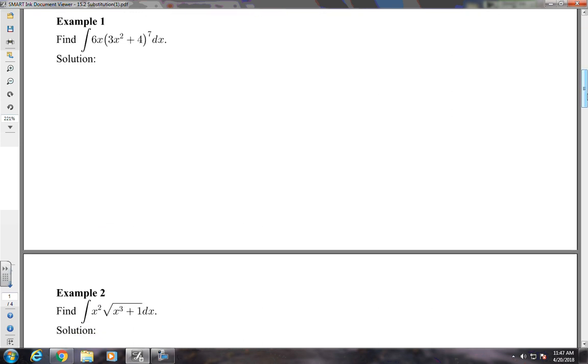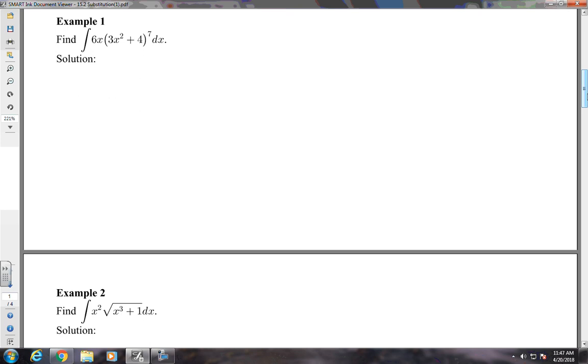All right, so let's attempt this new substitution process. Looking at the integrand, it is inconvenient to multiply this binomial (3x squared plus 4) raised to the 7th power out. I don't really want to have to do that. We could, but it would take a long time. Our substitution process will be much more efficient. So we're going to look at the overall structure of that function. We have 6x times a function of x raised to the 7th power.